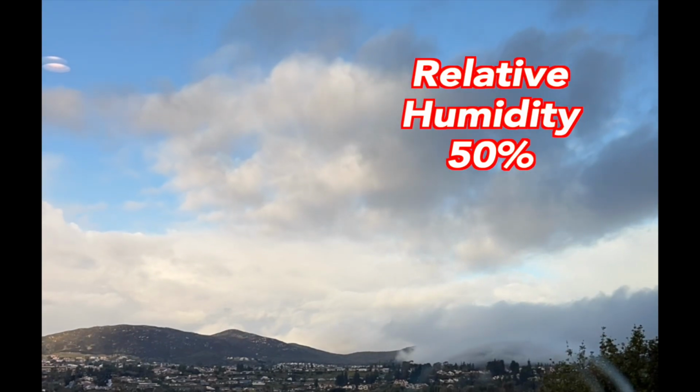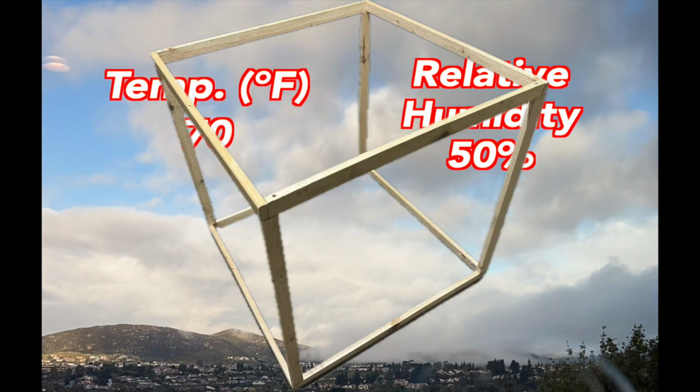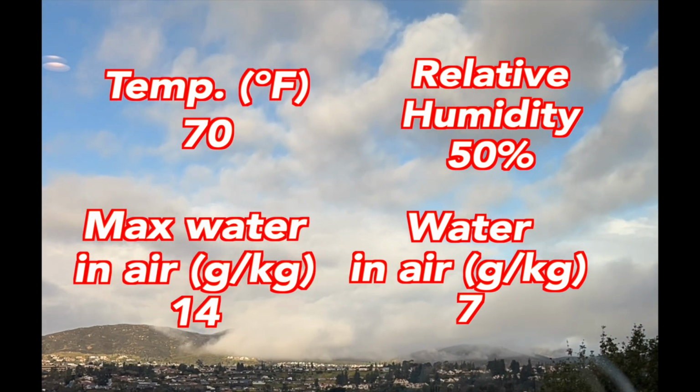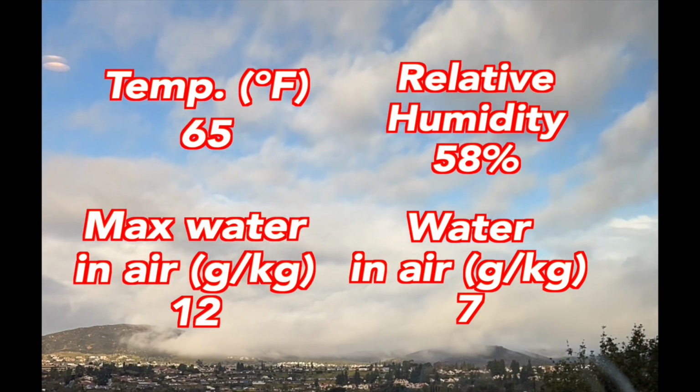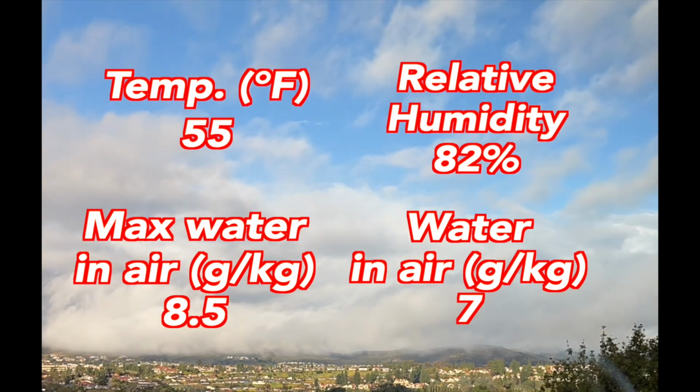Let's say it's 50% humidity right now, and the temperature of the air is 70 degrees. A kilogram of air would have 7 grams of water vapor in it, but it can still hold 7 grams more. But what happens if the temperature begins to drop? So does the maximum amount of the water vapor that the air can hold.